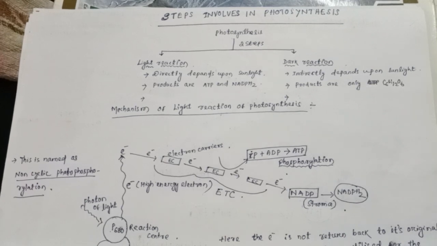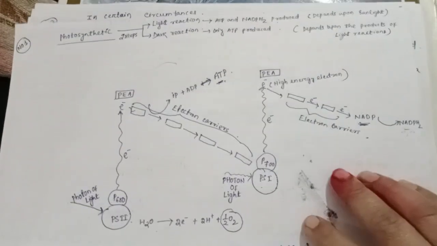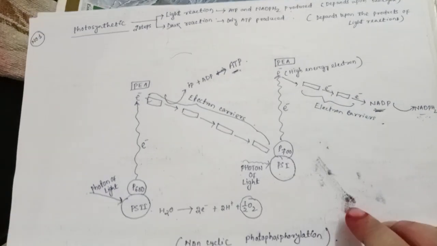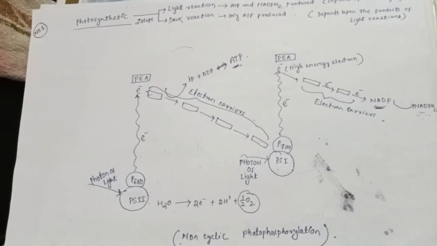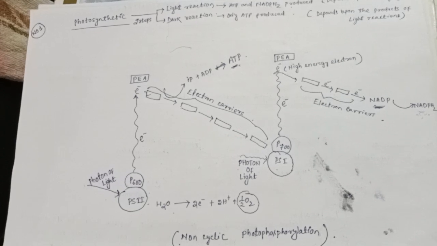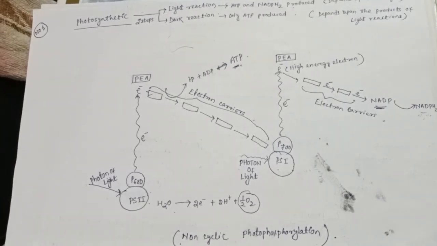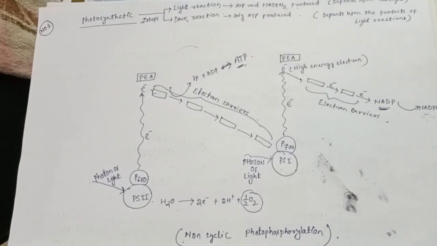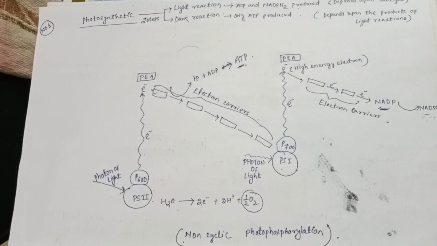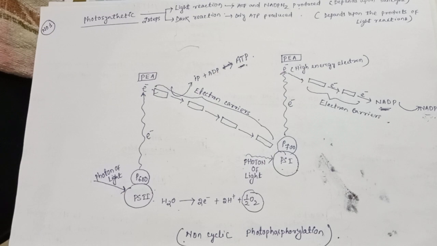As we know, in the thylakoid membrane two types of photosystems are present: photosystem 1 and photosystem 2. Photosystem 1 is present in the non-appressed part of the thylakoid membrane, whereas photosystem 2 is present in the appressed part of the thylakoid.